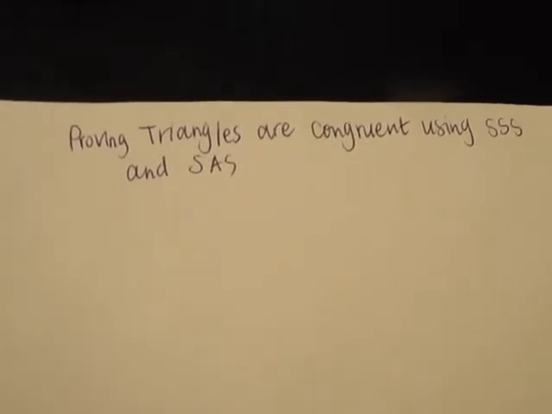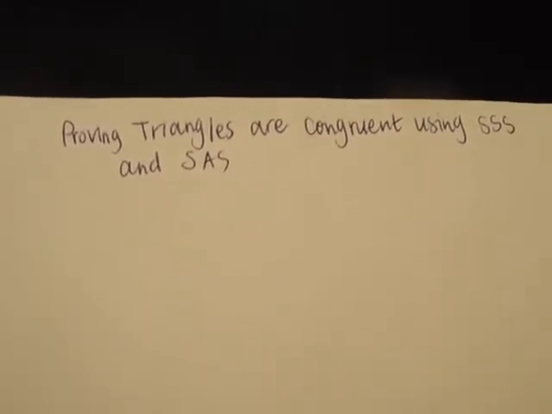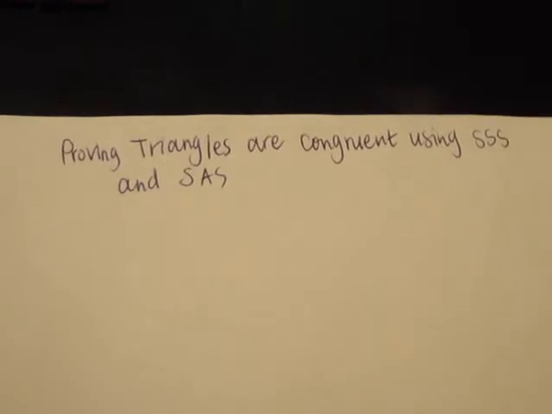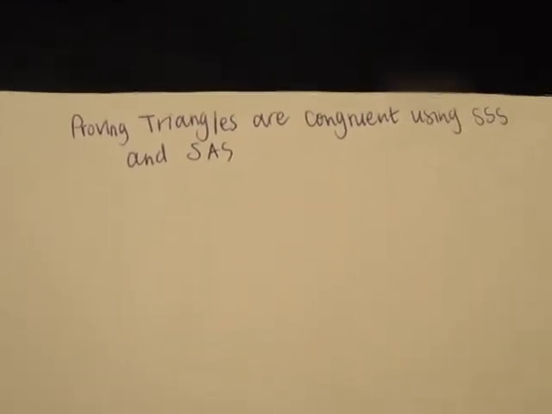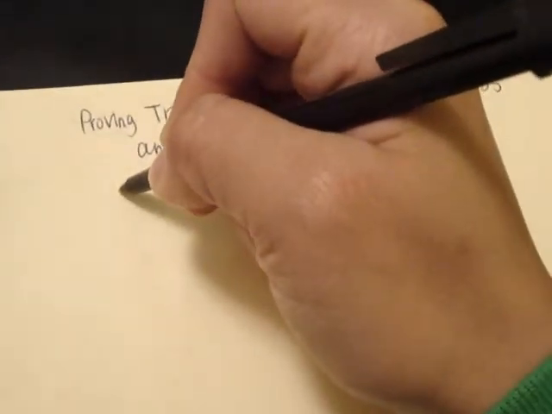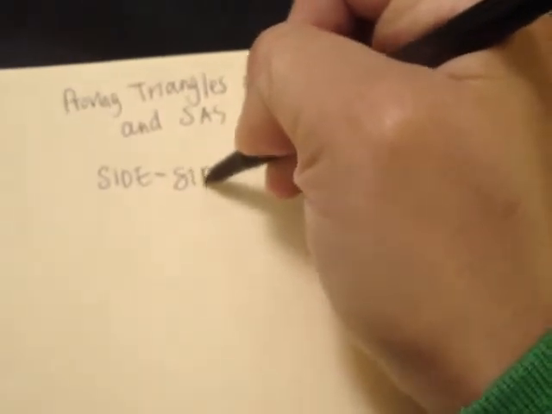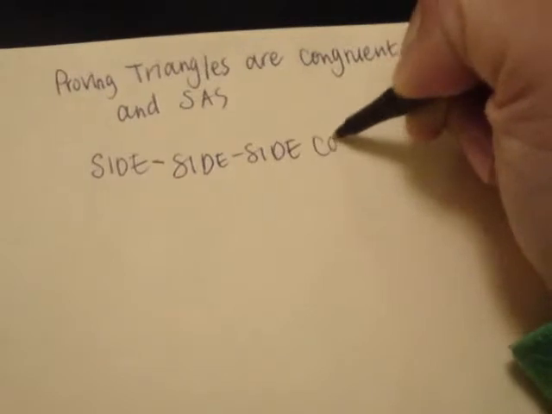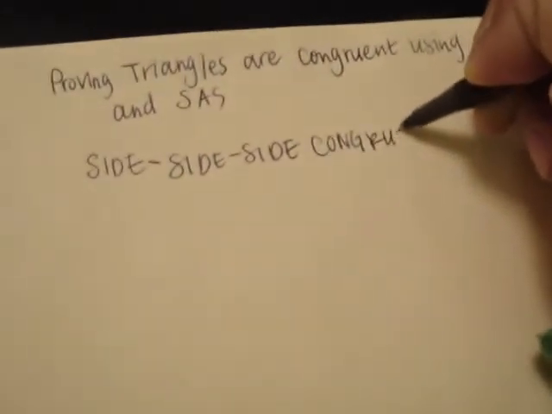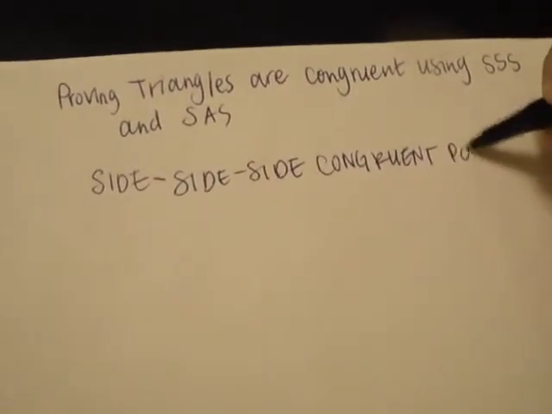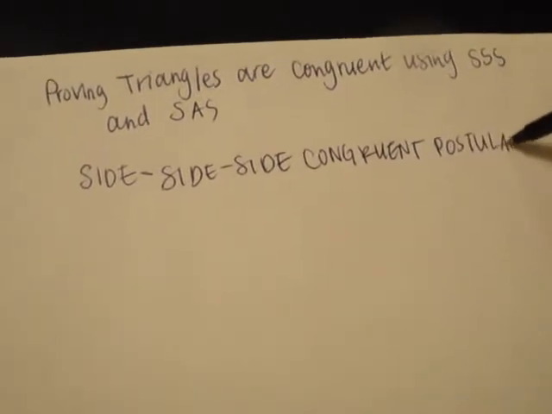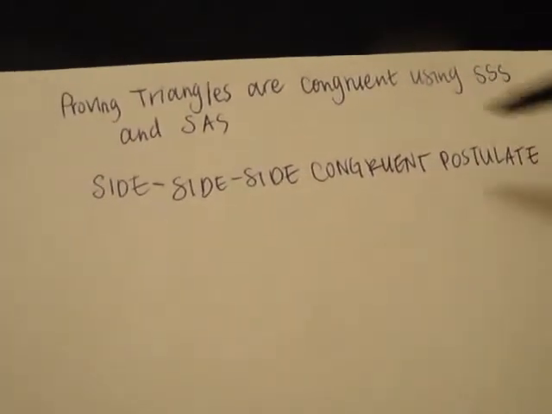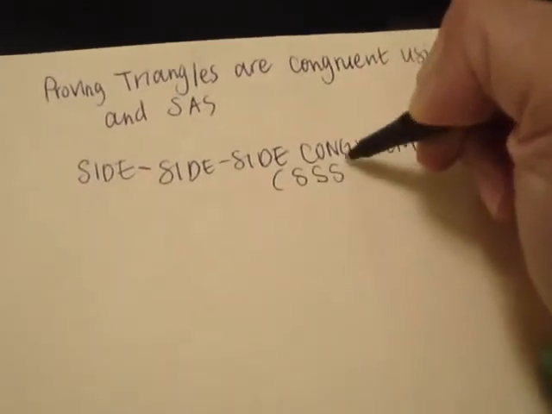Okay, so instead of listing all the corresponding angles and all the corresponding sides, the first way you can prove triangles are congruent is by the side, side, side congruent postulate, or SSS for short.